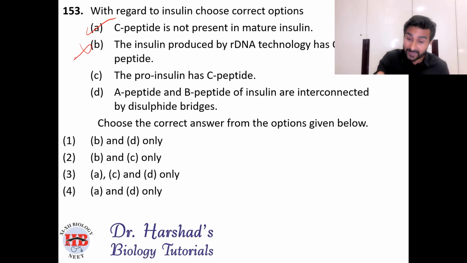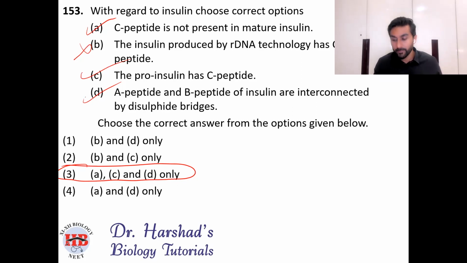The proinsulin has C peptide. Correct. It has A, B, and C, all the 3. A peptide and B peptide are interconnected by disulfide bridges. Yes, even that is correct. So statements A, C, and D are the correct statements. Our answer in this question would be option number 3.